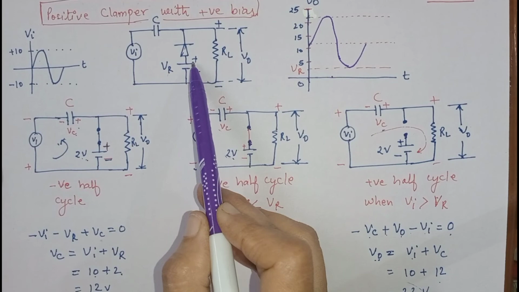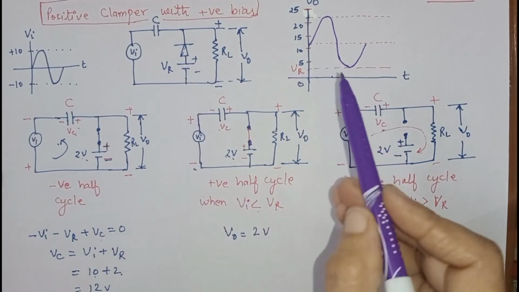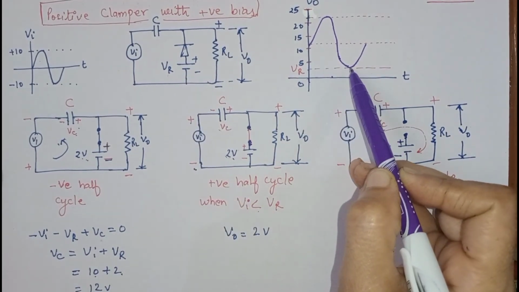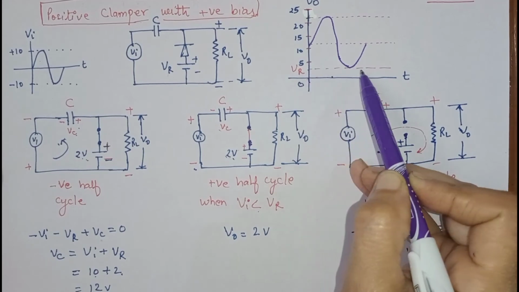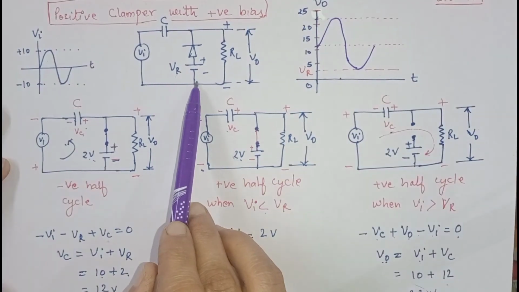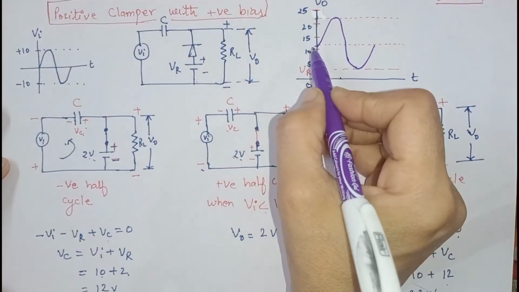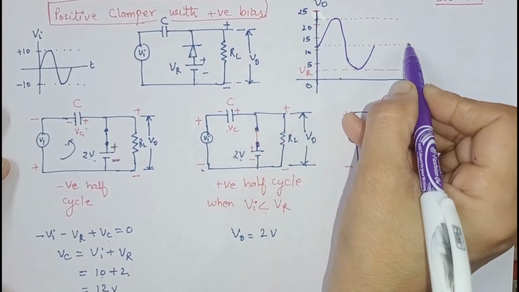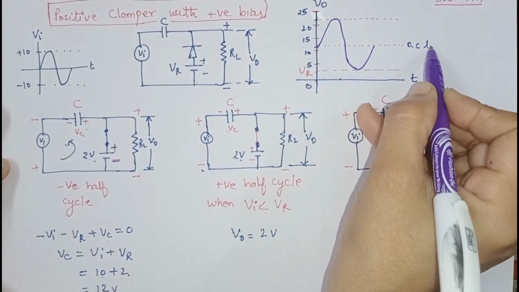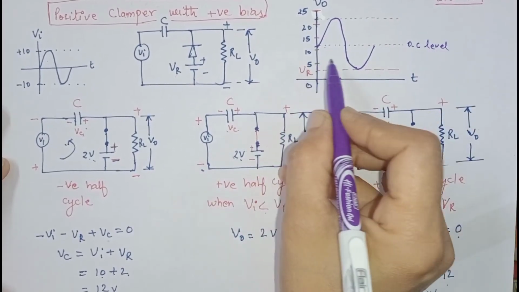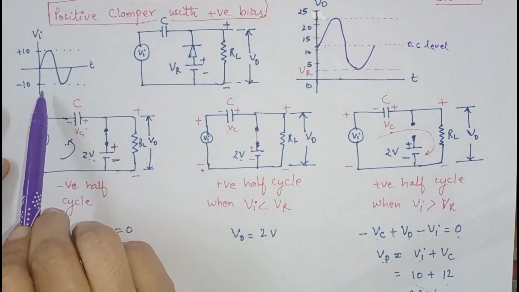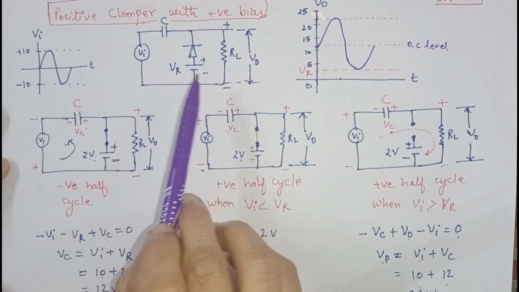Due to this bias voltage VR, the negative peak of the input signal is shifted upward by this VR voltage. Through this clamper circuit, the DC level of 12 volt is introduced, because VC is equal to 12 volt. This is the DC level. So DC level of 12 volt is introduced in this input signal using this clamper circuit.